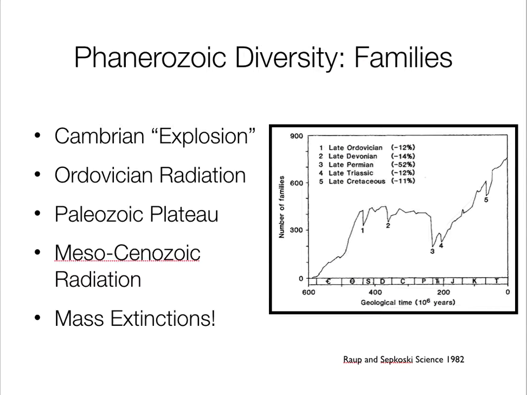So what do we see when we look at this family level curve? This is a figure also by Sepkoski, but also co-authored with Raup, the guy who did the snail thing. So we see the Cambrian explosion here. We see the Ordovician radiation, what's called the Paleozoic plateau, and then this big rise in diversity in the Mesocenozoic. And then, of course, we also see our mass extinctions: the late Ordovician, the late Devonian, the Permo-Triassic, the End Triassic, and the Cretaceous-Paleogene.